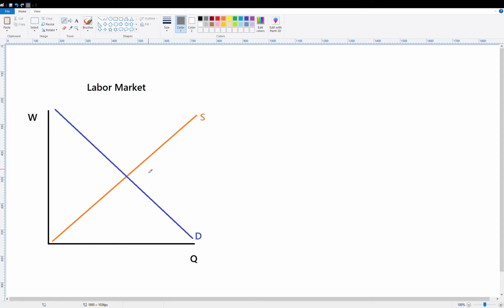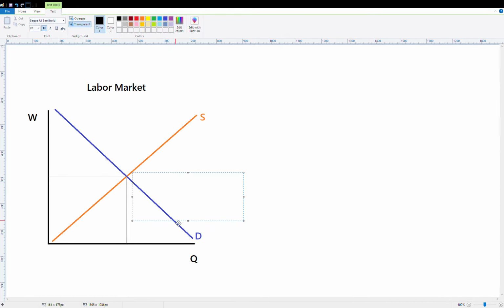And it also has an equilibrium right here. This is the wage determination point.